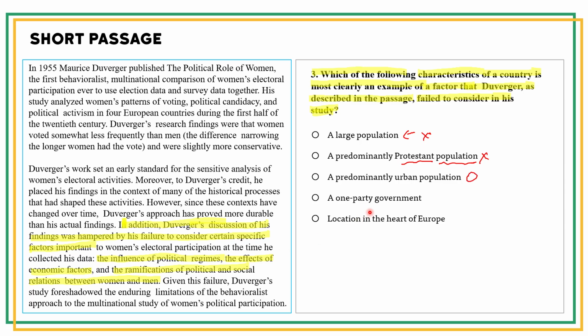Okay, a one-party government. Could the failure to consider a one-party government be similar to the failure to consider the influence of political regimes? Yeah, what's a regime? A one-party government? Okay, okay, okay. This is definitely the better option than C, because it fits very nicely into the failure to consider the influence of political regimes.